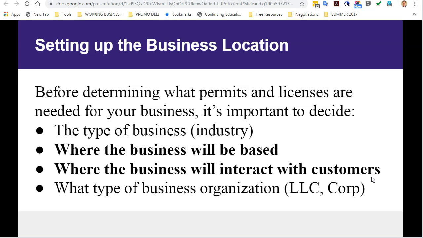And finally, what type of business organization entity it will be. Is it a corporation? Is it a limited liability company? Is it a sole proprietorship? The type of business organization will also affect the rules and regulations that the business will have to follow.